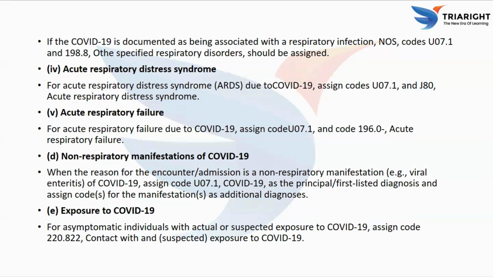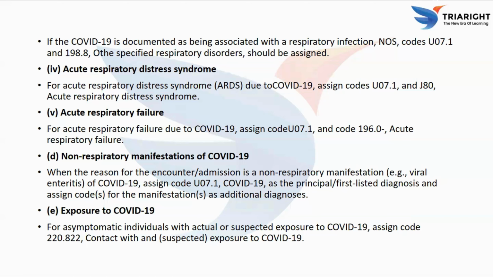So what is the coding rule? If acute respiratory distress syndrome is due to COVID-19, you have to assign U07.1 for COVID-19 and J80 for acute respiratory distress syndrome. So COVID-19 is written first because it is the cause and ARDS is the manifestation.